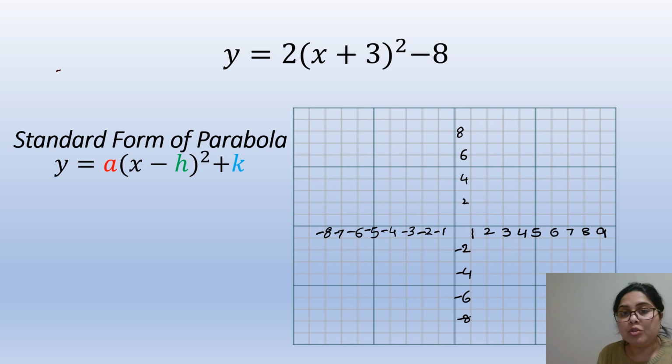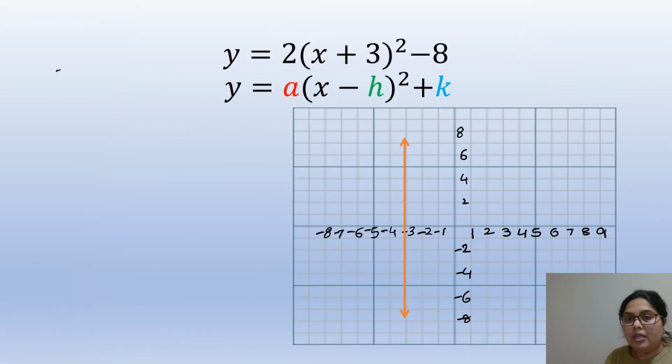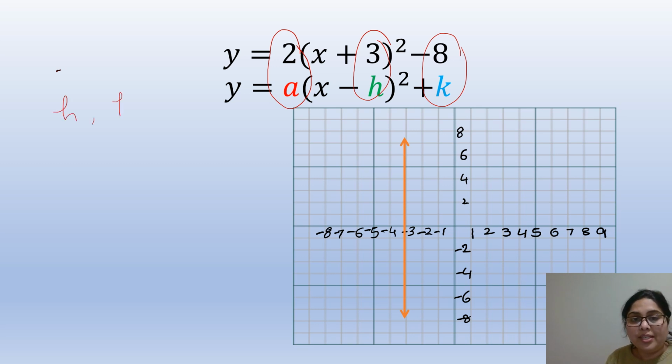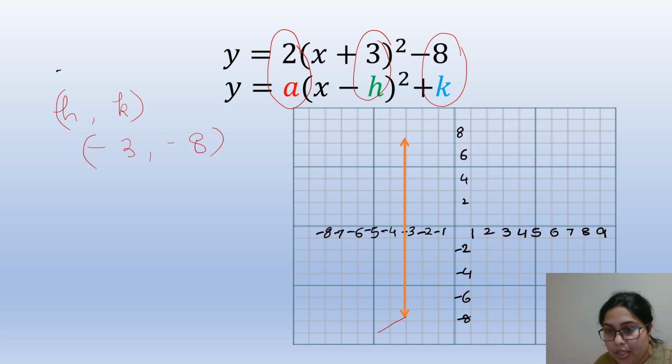And now it's time to draw the parabola from a given quadratic equation. Let's compare this quadratic equation with the standard form of the parabola. On comparison, we find that the value of a is 2, which is positive. That means the parabola will open up. h is -3 and k is -8. Since the vertex, if you remember, is given by (h, k), the vertex is going to be (-3, -8), which is the point right over here. This is the vertex.